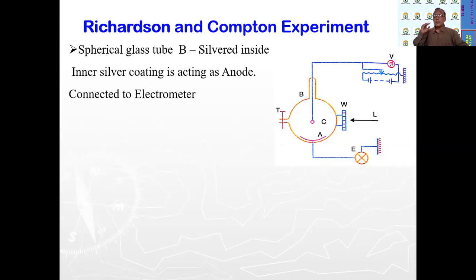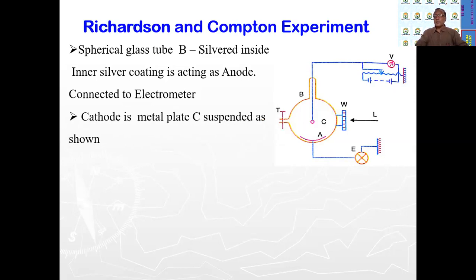So the inner surface of the glass tube is coated with silver. That means a silver coating is there on the inner surface, if you see here. And as this inner surface is coated with silver, it acts as an anode. This anode is connected to the electrometer as shown, so that the electrometer can measure the photoelectric current which is generated during the process.